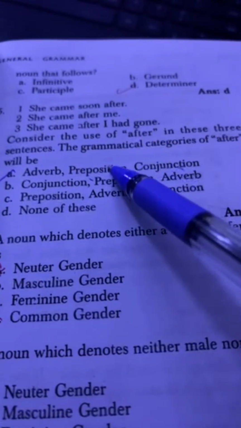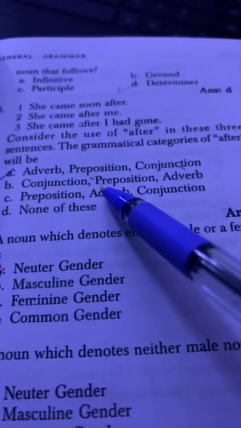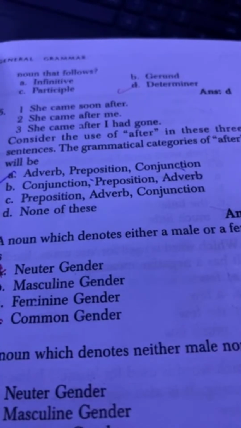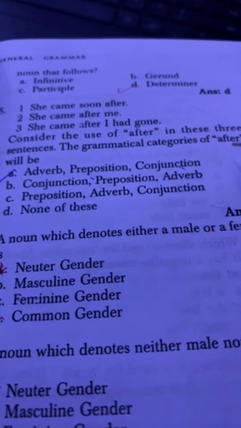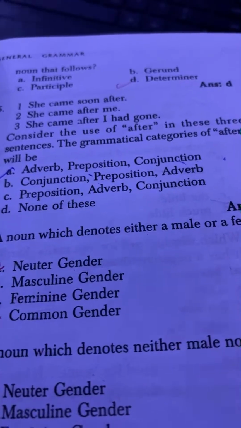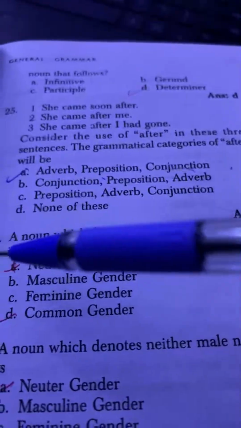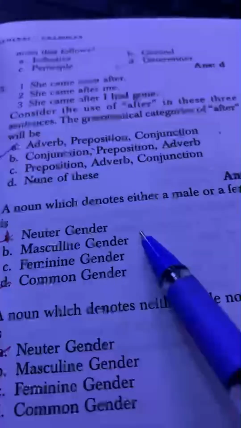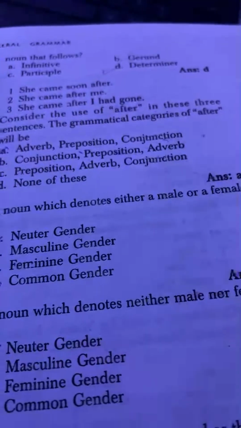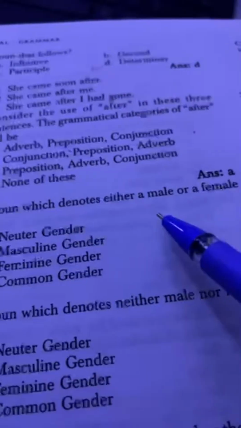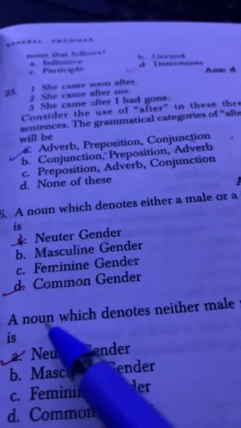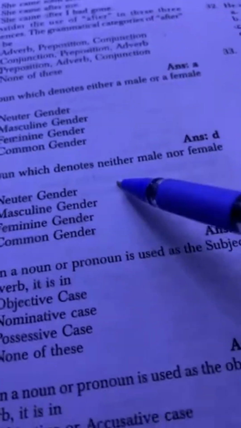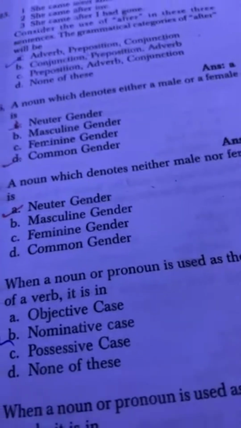You have to be very careful while marking your answers, okay? Because if you make even a small mistake, you will get negative marking. So you have to be very careful while putting your answers, right? Now, a noun which denotes either a male or a female is called common gender. A noun which denotes neither male nor female, so what is that? Neuter gender.